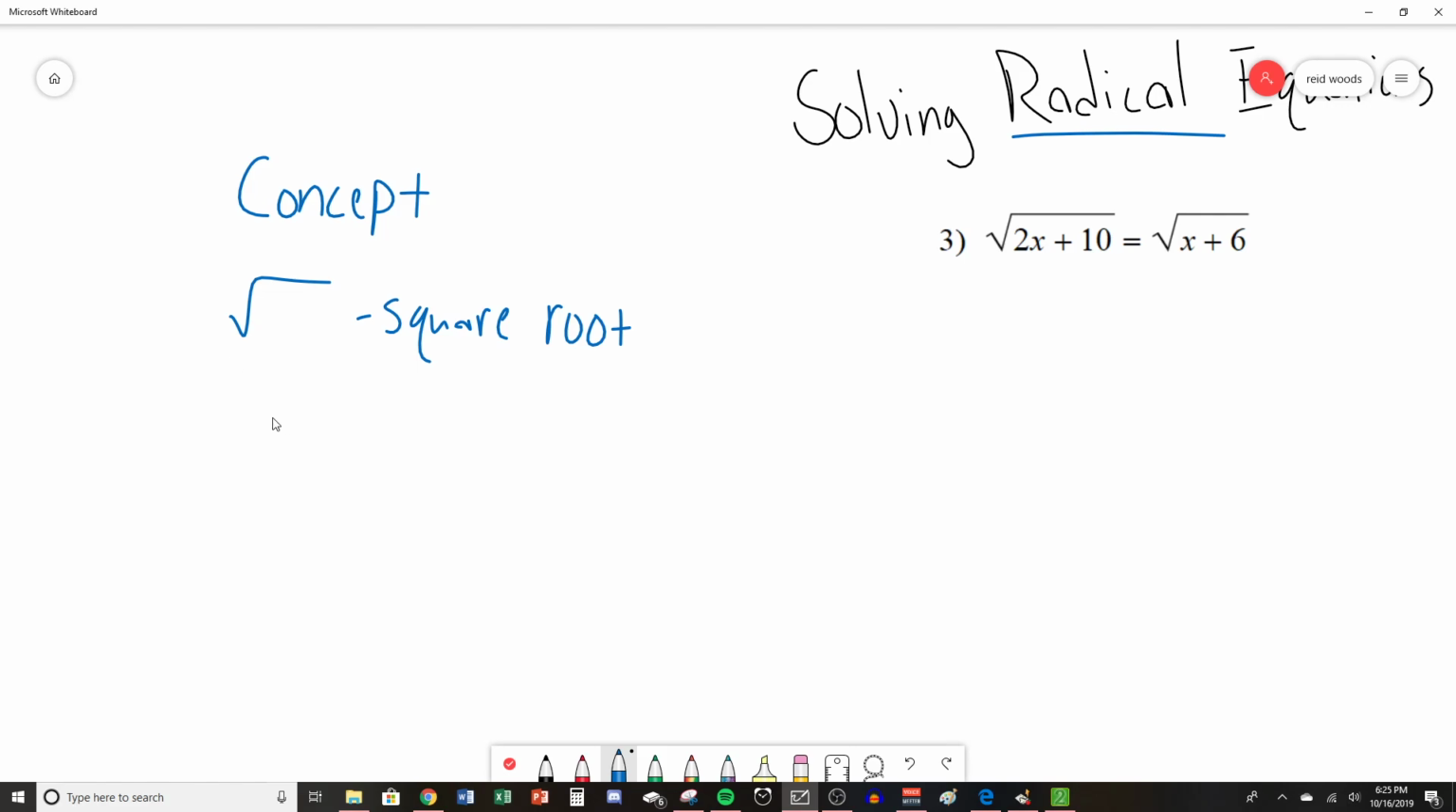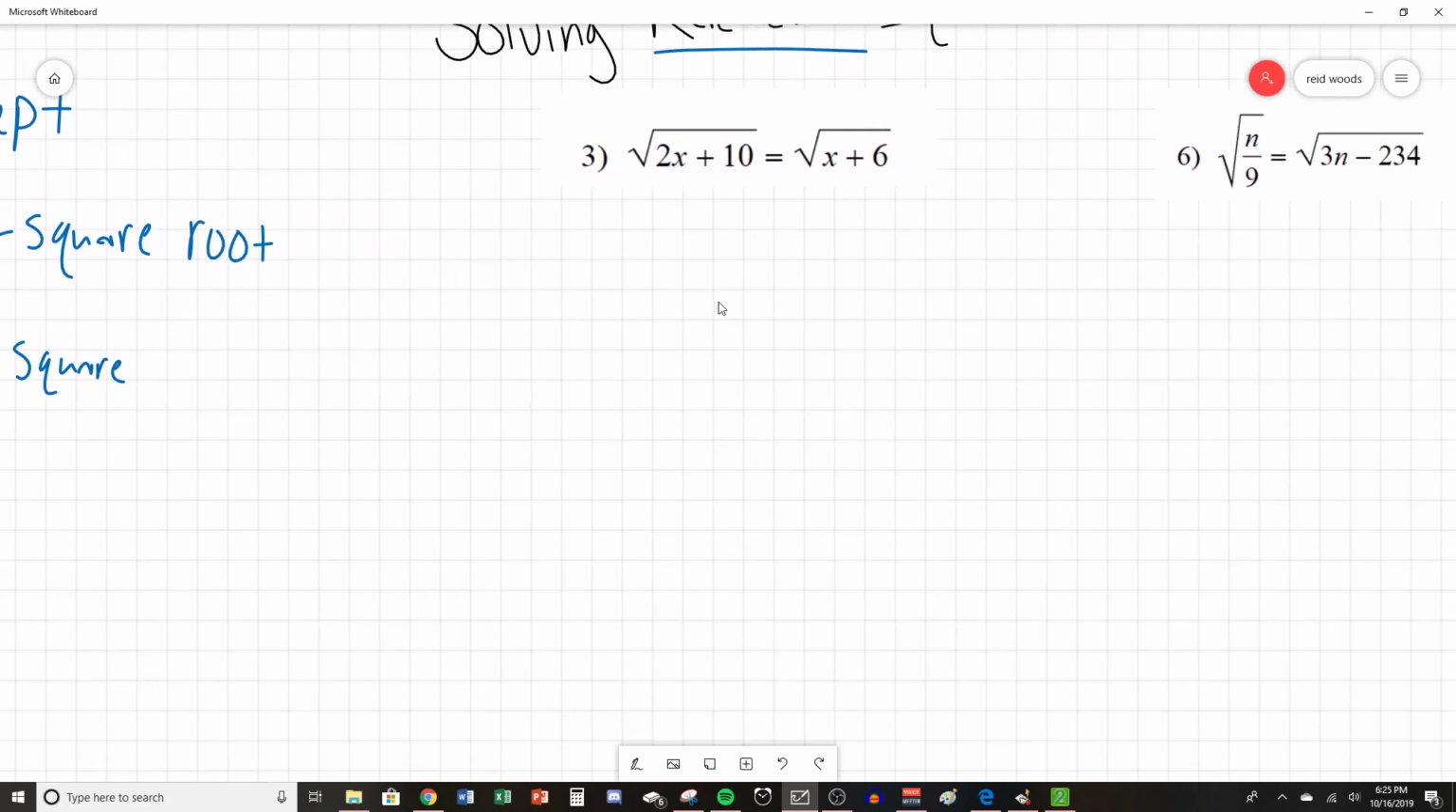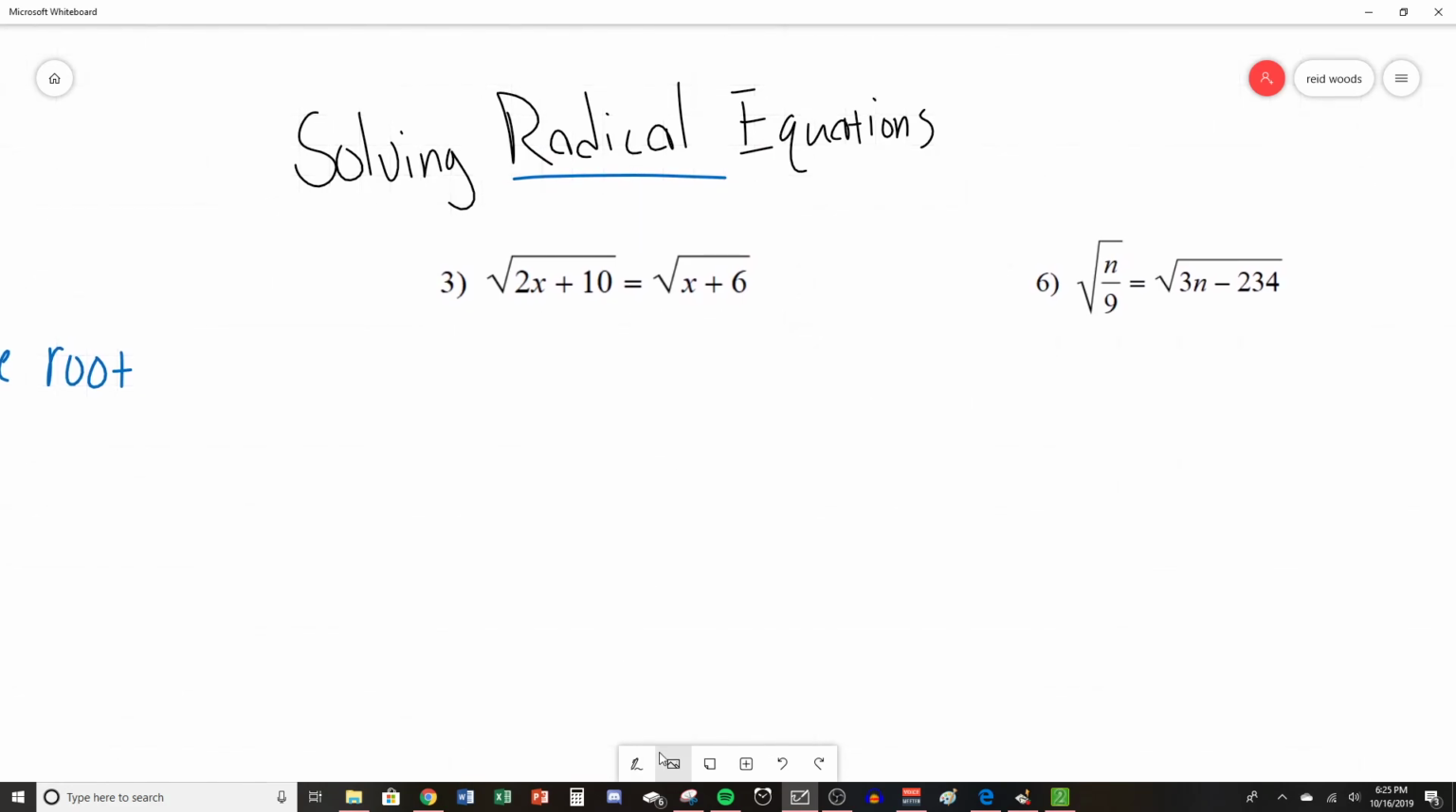The inverse operation is going to be squaring. So if I have square root of x, the inverse is going to be x squared. So that would be squaring. So that is going to be a part of these questions that you see today or in this video. So let's go ahead and get started with this one here.